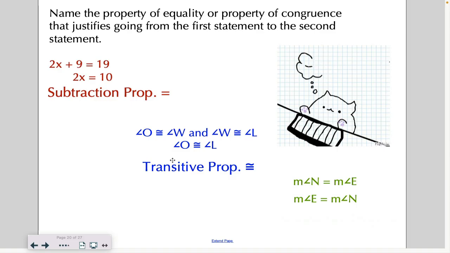And the last one: the measure of angle N equals the measure of angle E. The measure of angle E equals the measure of angle N. Symmetric property of equality.